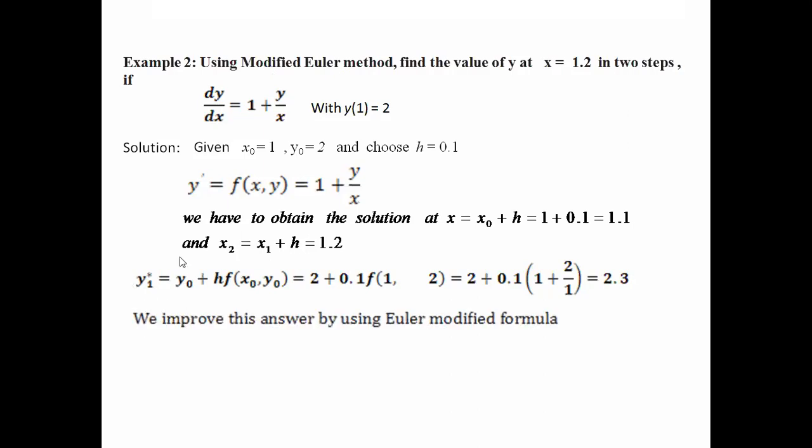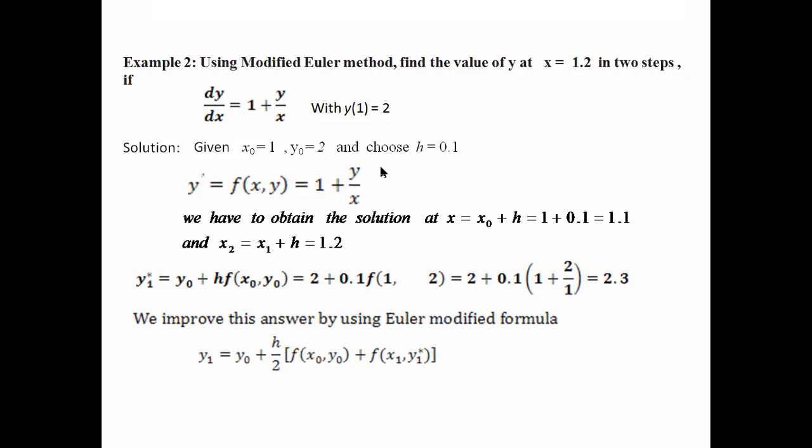The value of y at x equal to x1 by the modified formula is y1 equal to y0 plus h by 2 into f of x0 comma y0 plus f of x1 comma y1 star. This y1 star is nothing but what you obtained using Euler's formula. So using this you have to modify it. So write all these values.